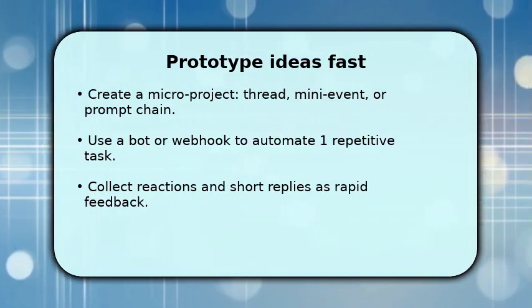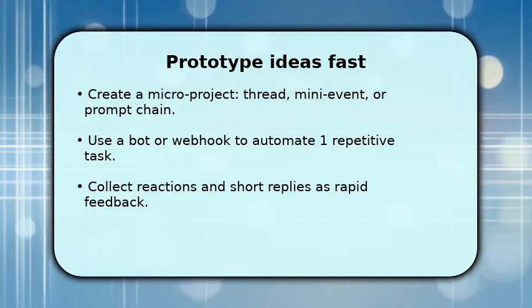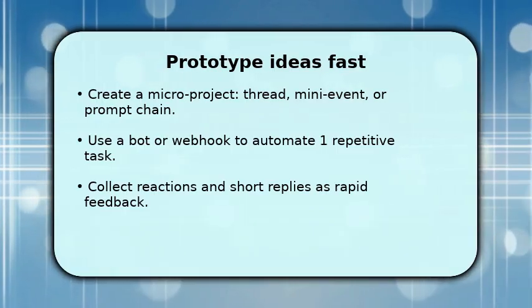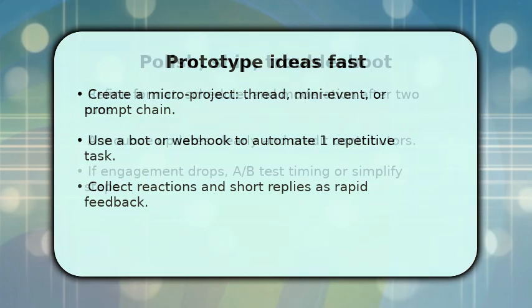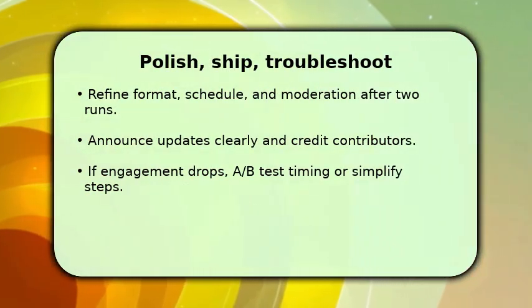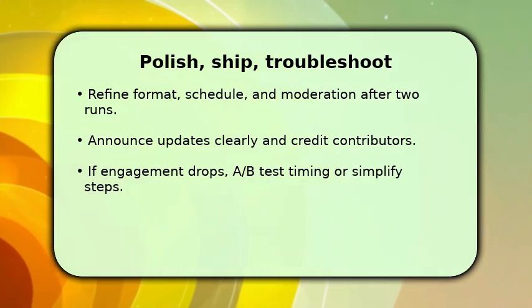Make small adjustments between runs and document what worked. Iterative experiments convert vague ideas into reliable community features. You finalize by refining format, cadence, and moderation after a couple of runs so the feature fits the server rhythm. Then ship the polished version and announce updates clearly while crediting contributors to build ownership.